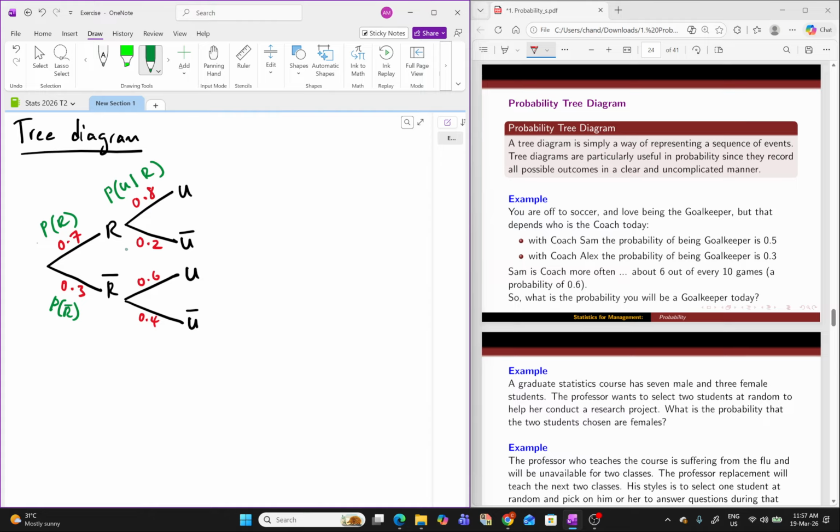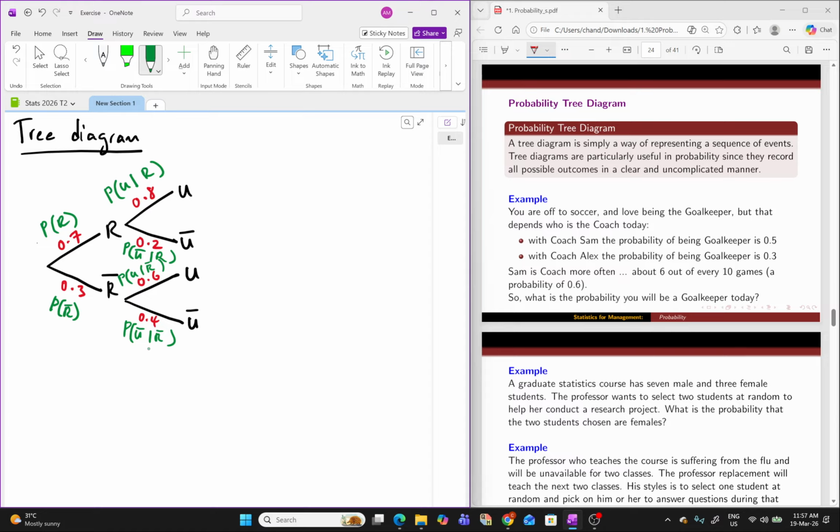Same goes for 0.2. Given it is raining, what is the probability of not bringing an umbrella? This one: given it is not raining, U, not bringing an umbrella. So be careful. The first notation is easy, R and R bar. But the second notation is a conditional probability.